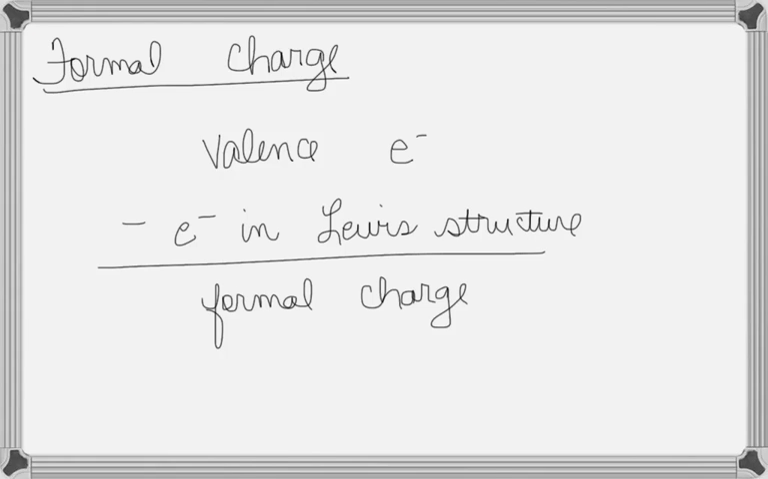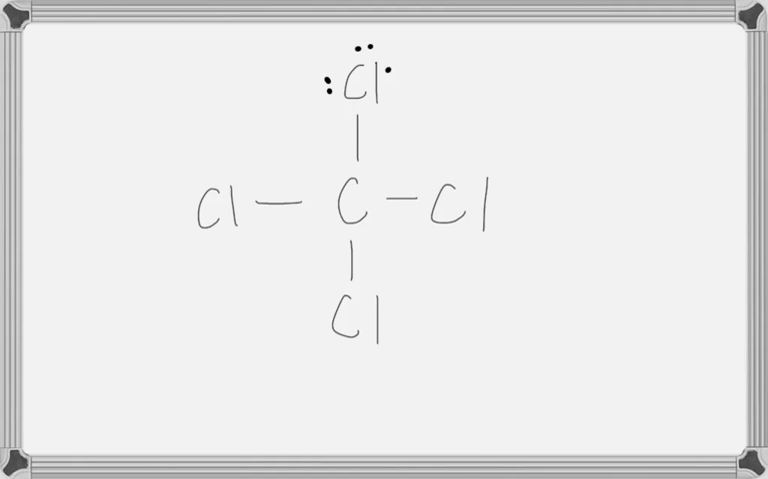When I say valence electrons, I'm talking about when we go to the periodic table and we look up carbon. According to the periodic table, carbon has 4 valence electrons. So that's what that means, valence electrons. Okay? Then when I say it's minus electrons in the Lewis structure, I'm going to show y'all what I mean by that. I'm going to redraw carbon tetrachloride here. This is the exact thing that we drew just a second ago. And I'm going to calculate the formal charge.